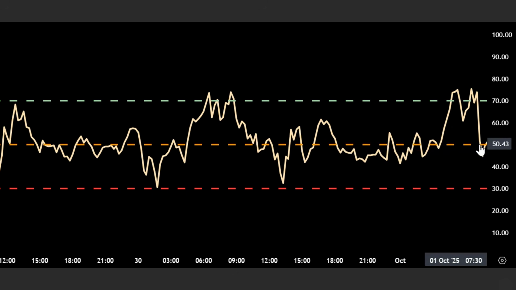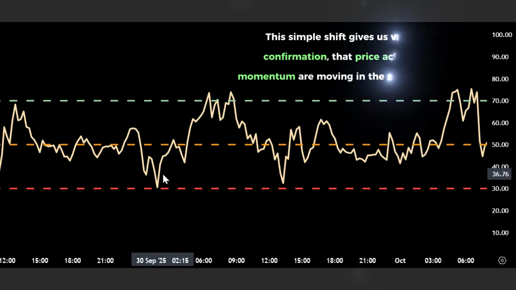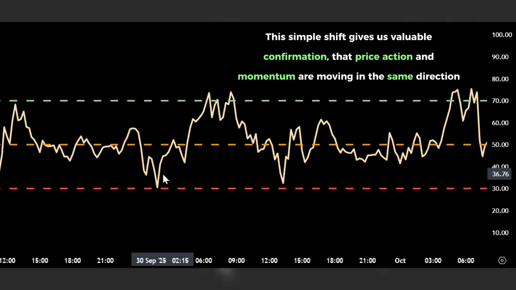When RSI crosses above the 50 level, it shows bullish momentum is starting to build. When RSI crosses below 50, it shows bearish momentum is increasing. This simple shift gives us valuable confirmation that price action and momentum are moving in the same direction.